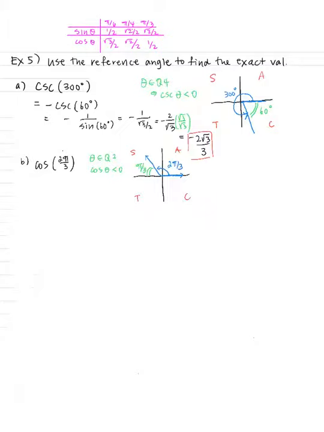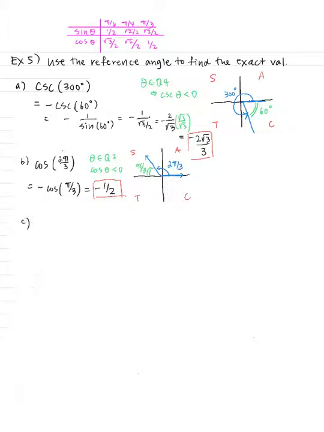So this is going to equal negative cosine of pi over 3, if its reference angle is pi over 3. So it looks like negative 1/2 is going to be our answer. Hope you're kind of getting the hang of it. All right, so let's do another one.